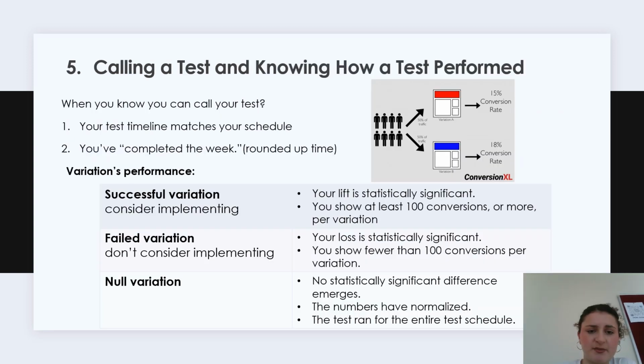The fifth step is to call a test and to know how a test performed. We know that we can call a test when our test timeline matches our schedule and when we've completed the week, rounded up time. We have 3 options for variation performance: a successful variation, we should consider implementing it; a failed variation, we don't consider implementing because it's not worth it; and a null variation, it depends on us whether we want or don't want to implement it.